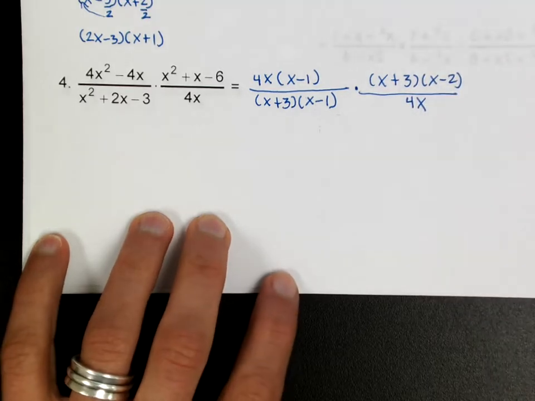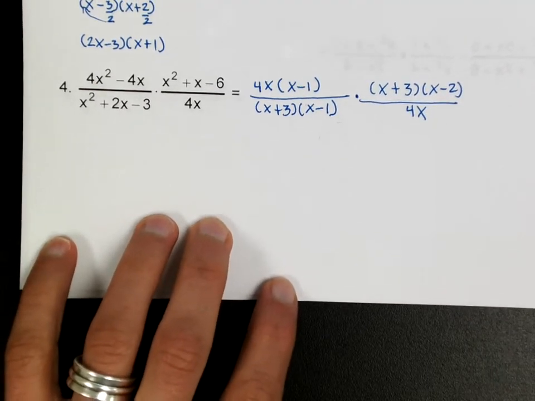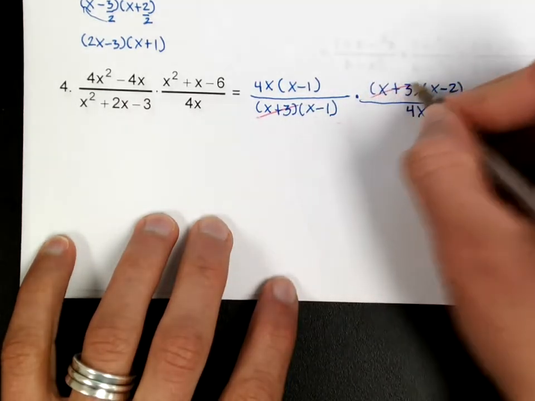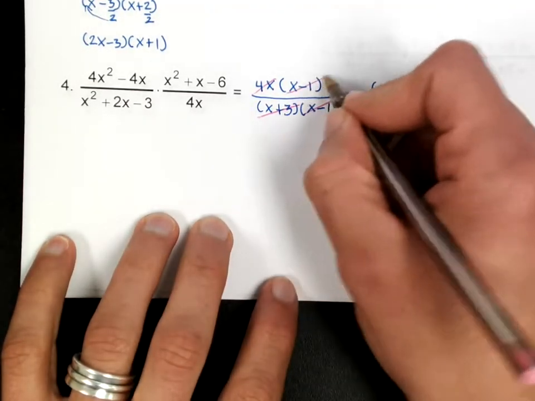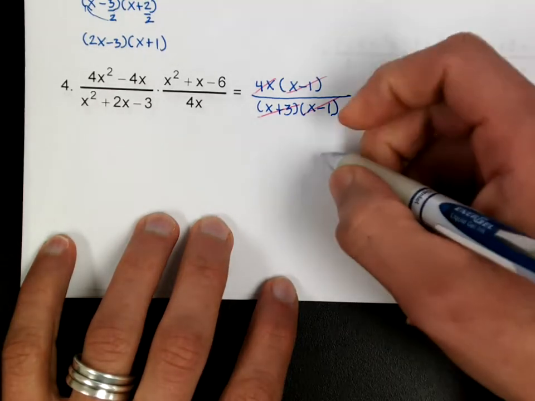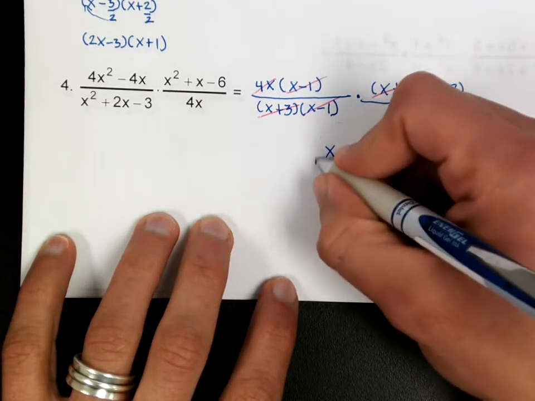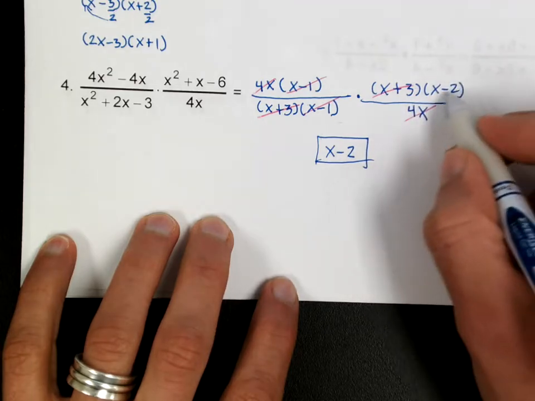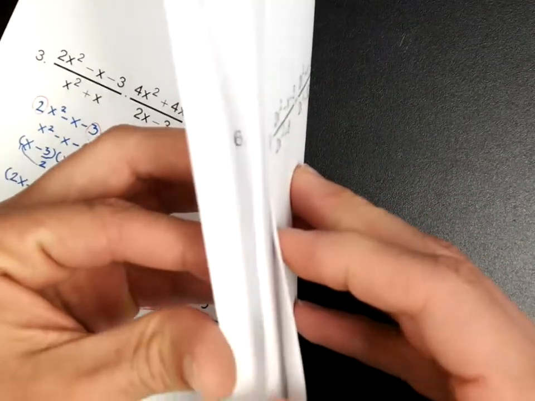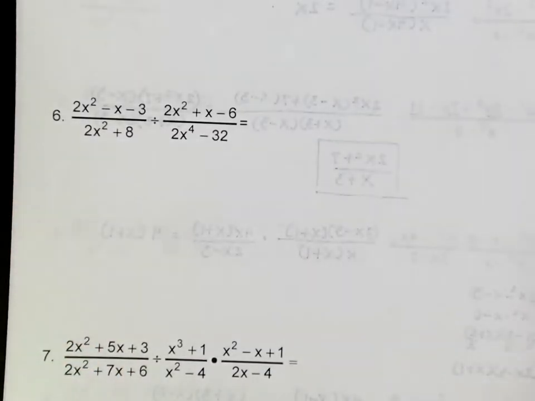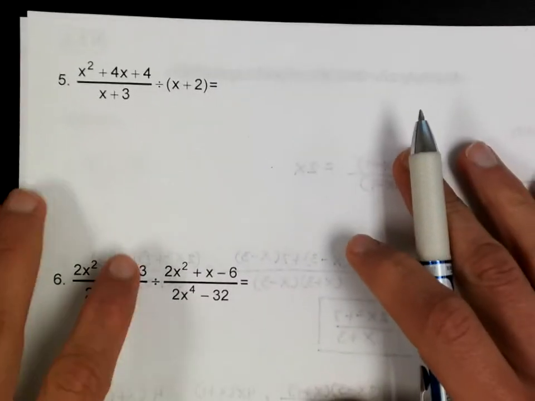And then I can start canceling. Remember, one has to be on top, one on bottom. Let's see. X plus 3 cancels, 4x completely cancels that 4x, and x minus 1 is canceled. So my answer is just going to be x minus 2. So whatever I have left over, which in this case is this. Okay, that's that for that. I think on this, the only thing that could make this difficult is that the factoring gets a little bit more involved. Alright, so let's do this one first. This one's not too bad.